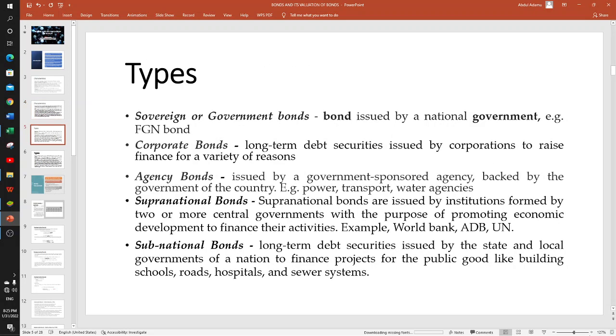Then we have different types of bonds. Among them is the government bond or sovereign bond. This is a bond issued by government, like the FGN, Federal Government of Nigeria bond.